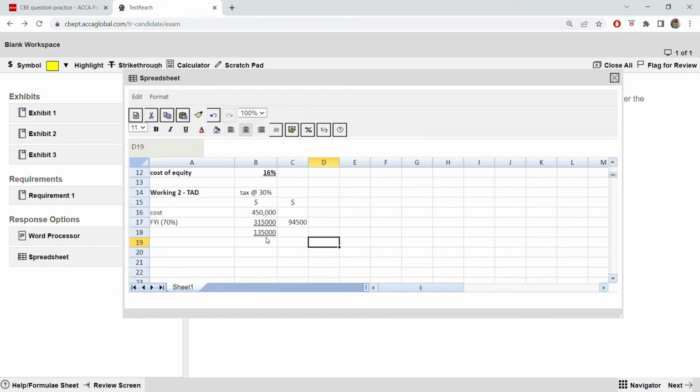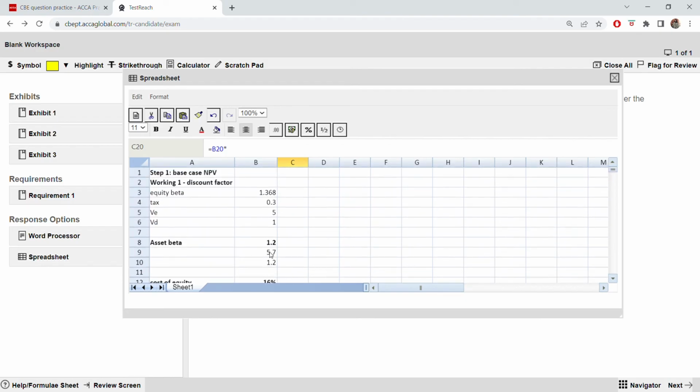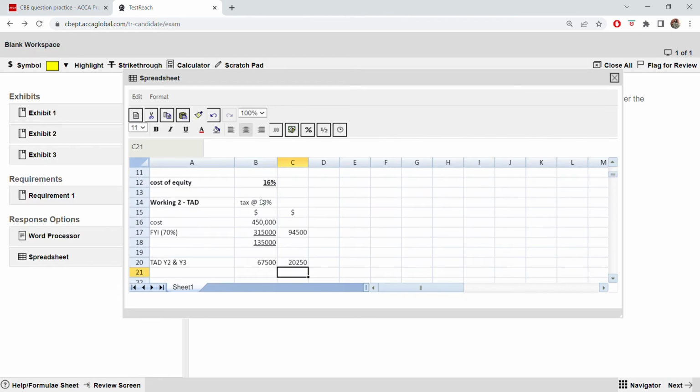After that it is straight, it's equal. Equal means just divided by 2. Simple. TAD year 2 and year 3. So it will be equal to this divided by 2. That's it, 67,500. And when you are taking the tax, it will be equal to this. Either you can enter 0.3 or just take it from this cell. You already have the tax at 30%, enter. 20,250.